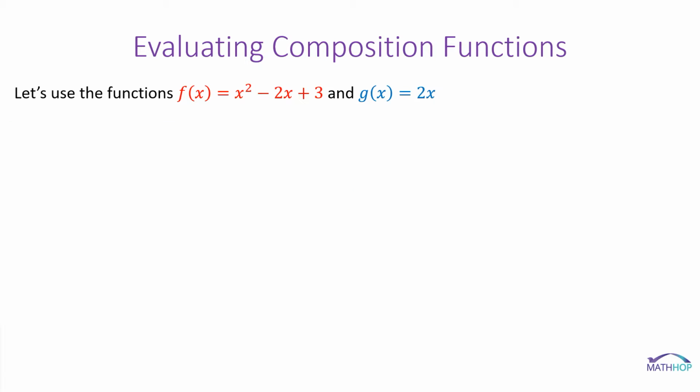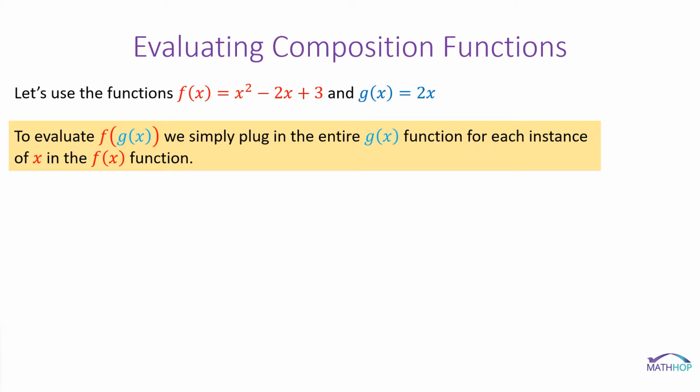So the problem comes in when we start putting functions in instead of numbers. But really the process is the same. To evaluate f of g of x, we simply plug the entire g of x function in to the f of x function for each instance of x. Think of this g of x function as the 2 or the negative 3 we just put in.